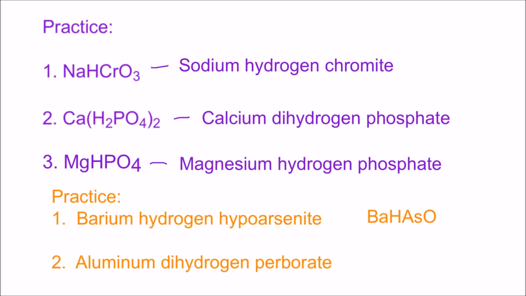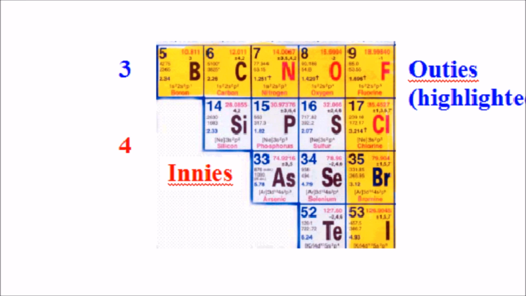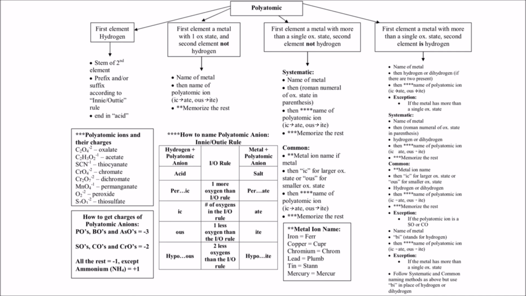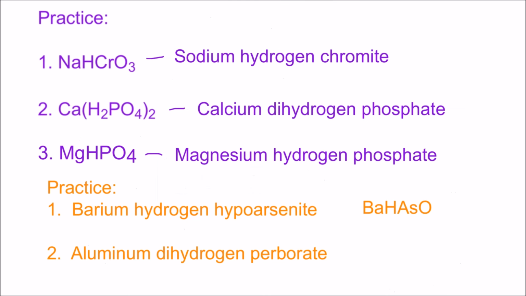Okay, now let's deal with this hypo and ite ending using our any-outie rule. Alright, arsenic is an any, which means it wants 4 oxygens. Now we have a hypo-ite prefix and suffix. That means we have 2 less oxygens than what we're supposed to have. So arsenic is supposed to have 4, 2 less than 4 is 2. Okay, now all that's left is checking the charges.